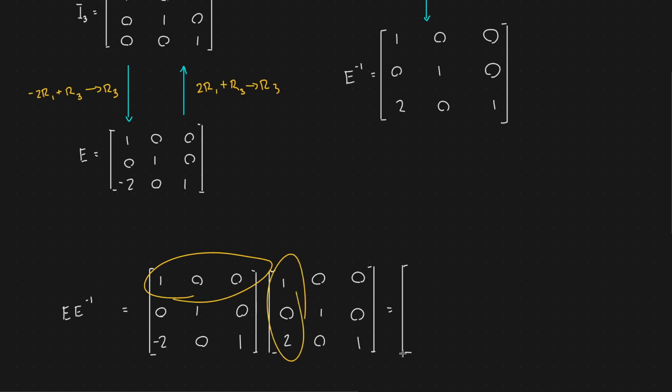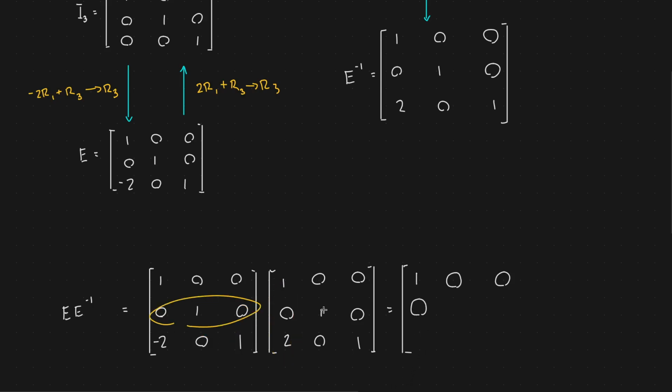row 1, column 1, I get 1. Row 1, column 2, I get 0. Row 1, column 3, I get 0. Row 2, column 1, I get 0. Row 2, column 2, I'll get 1 when I take their dot product. Row 2, column 3, I get 0. Okay, now on to row 3.